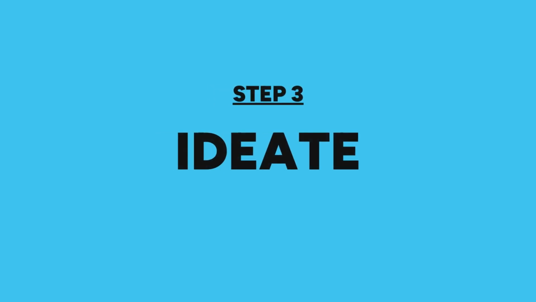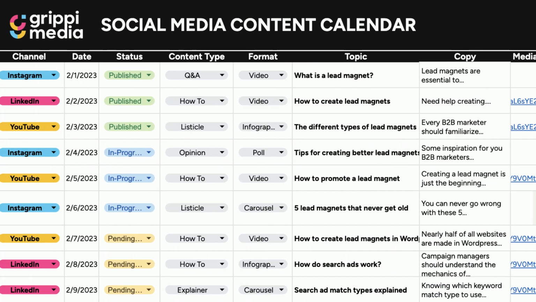Step 3. Ideate. This is the fun part. Now that you have your topic clusters and resources in a row, you can begin to color in your content calendar with concrete ideas. The easiest way to come up with zero-click content ideas is by considering the topic of a post and determining the best way to communicate it to your audience.